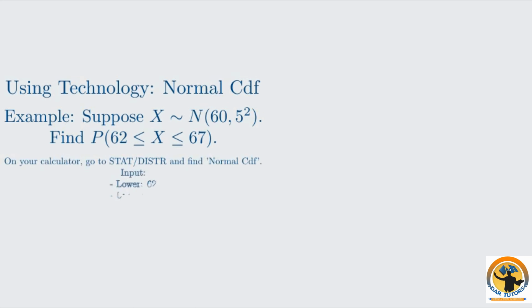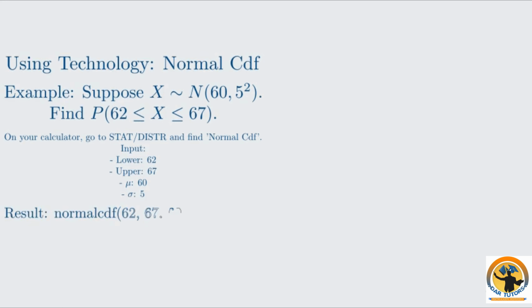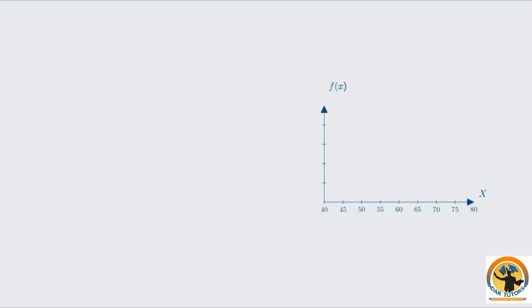First, find your normal CDF function. It will prompt you for 4 values. The lower bound is the starting value of your interval, 62. The upper bound is the ending value, 67. The mean μ is 60, and the standard deviation σ is 5. Note again that you must input the standard deviation, not the variance. After inputting these and pressing enter, the calculator gives us a probability of approximately 0.230. So there's about a 23% chance that a random value from this distribution will fall between 62 and 67.